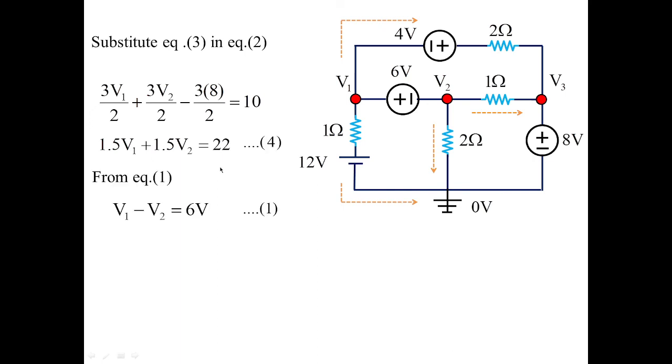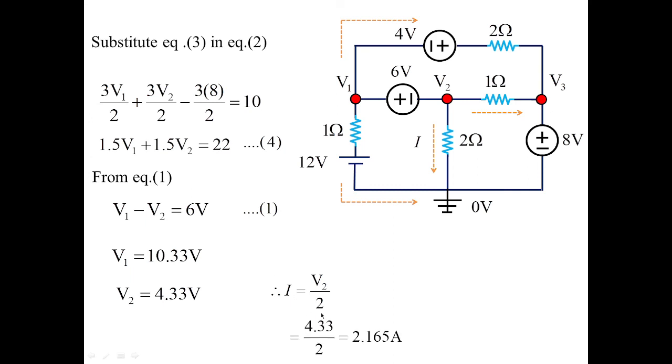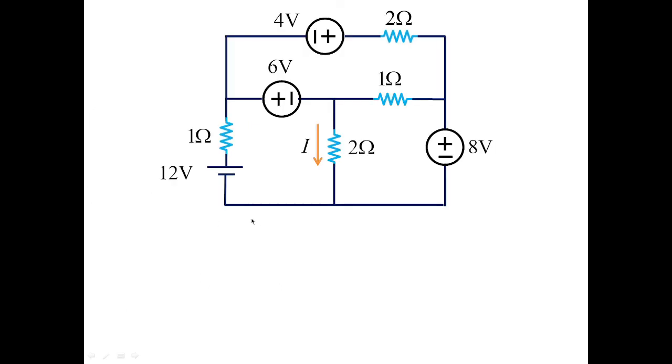And from equation 1 we have V1 minus V2 is equal to 6 volts. So we need to simplify these two equations, equation 4 and equation 1. We'll get the value of V1 as 10.33, V2 as 4.33. Once you obtain the values of V1 and V2, the current will be V2 by 2, which is equal to 4.33 divided by 2, that is nothing but 2.165 amperes. Now this is the value of current which is flowing in this particular branch using supernode analysis.